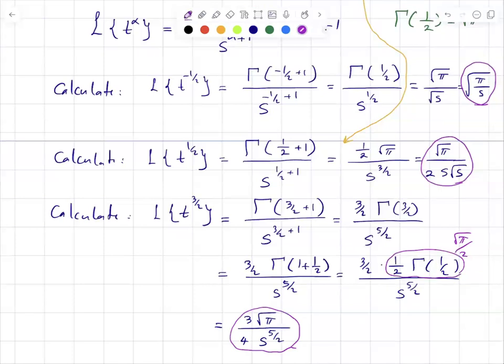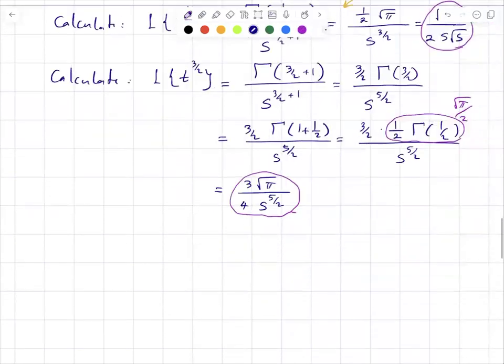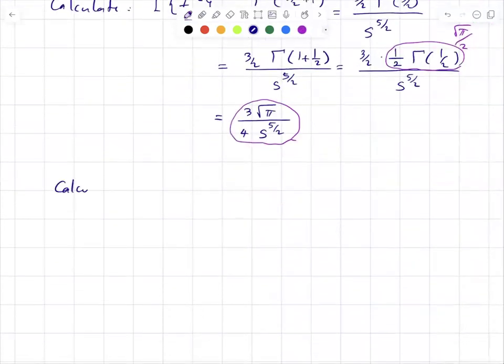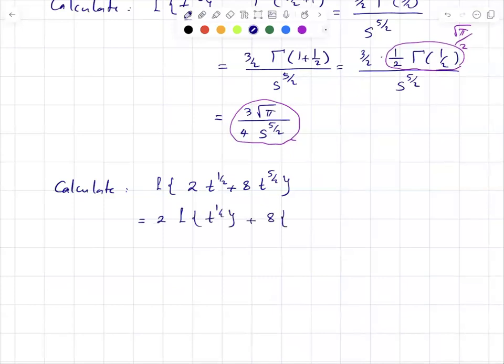We can make it more interesting. Suppose I ask you to calculate the linear combination here. You want to calculate the Laplace of 2 times t to power a half plus 8 times t to power 5 halves. So let us start the process by linearity. We can write this as 2 times the Laplace of t to power a half plus 8 times the Laplace of t to power 5 halves.